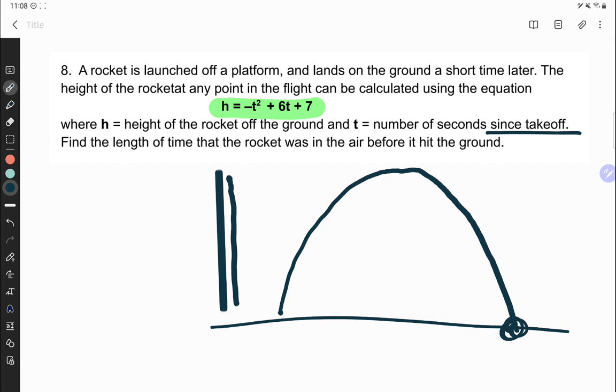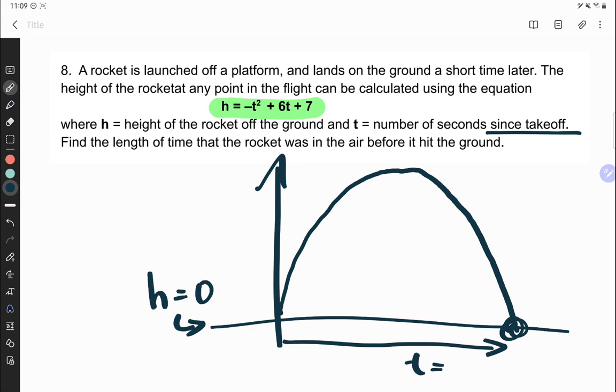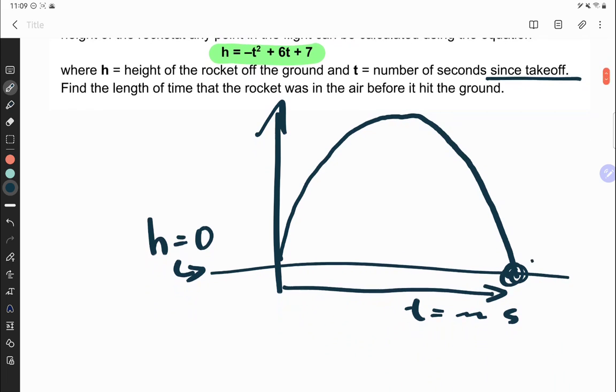So that's when h is 0. That's right there. And if this is the graph, I'm guessing that t there in whatever seconds is how long it was in the air. That moment right there is the time since takeoff that the rocket has come back to the ground. So it's going to start off low, and it's going to hit h equals 0, because that's where the ground is.